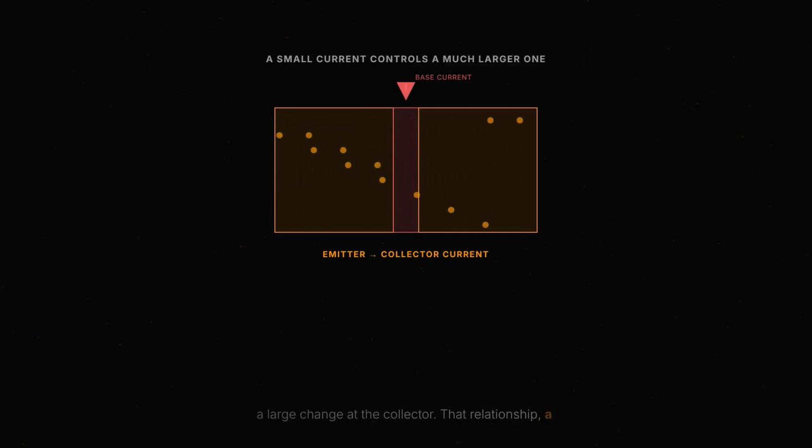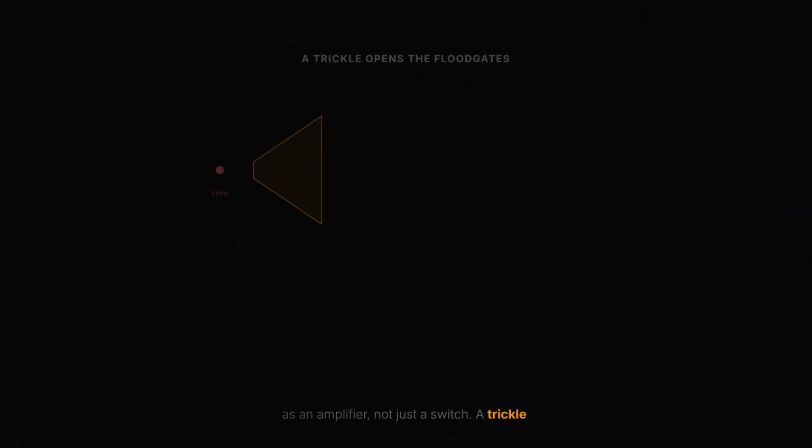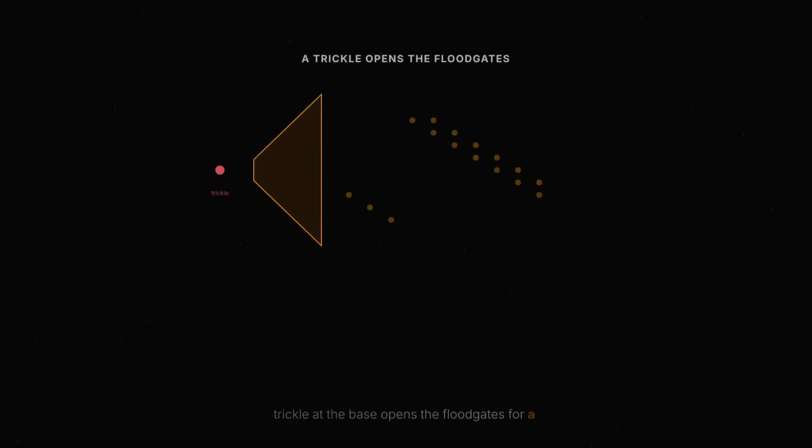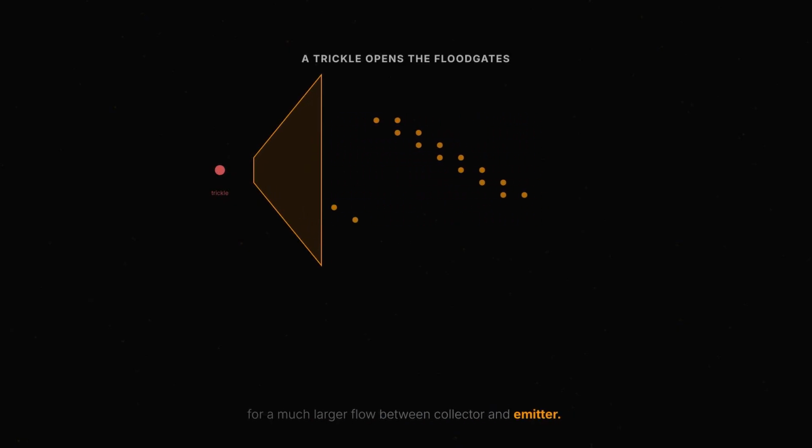That relationship, a small input current producing a much larger output current, is called current gain, and it's what makes a BJT useful as an amplifier, not just a switch. A trickle at the base opens the floodgates for a much larger flow between collector and emitter. That's a bipolar junction transistor, a current controlling a current.